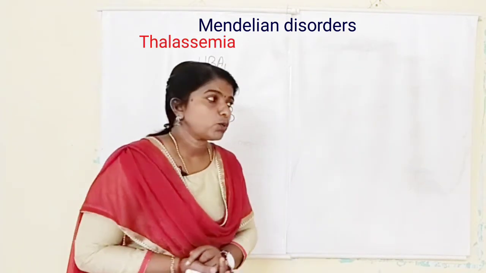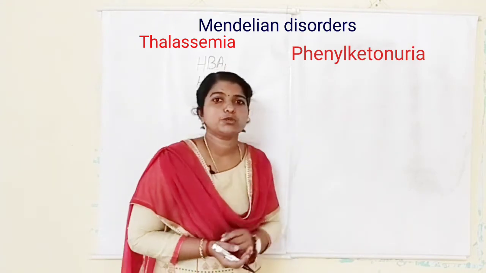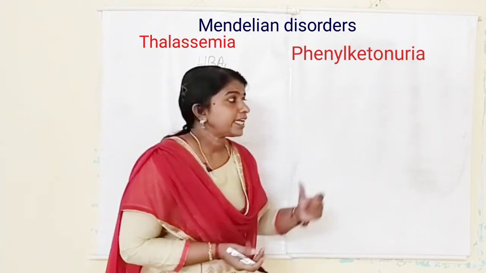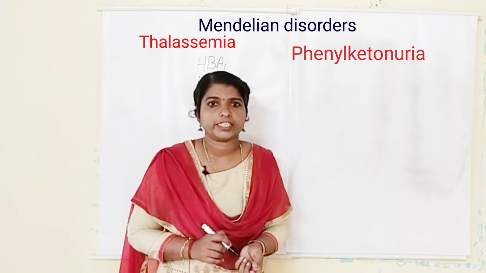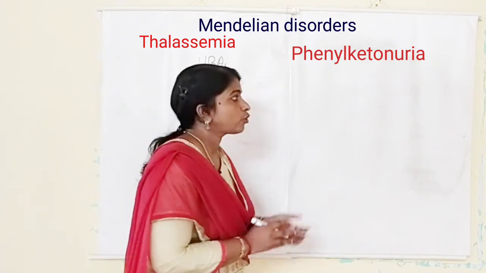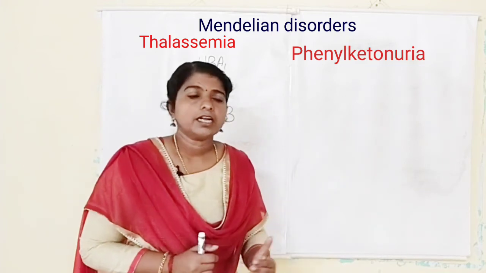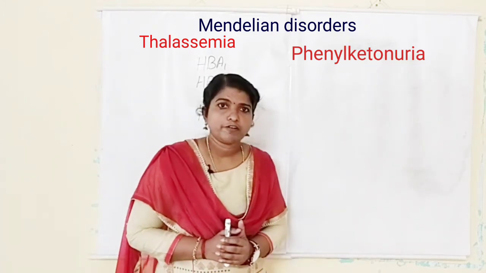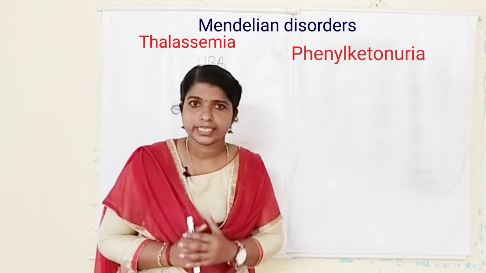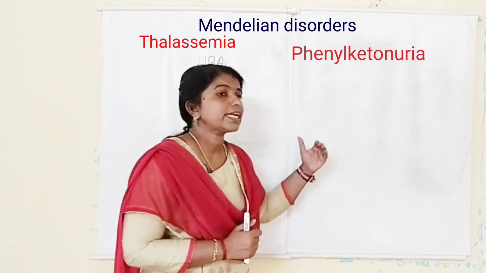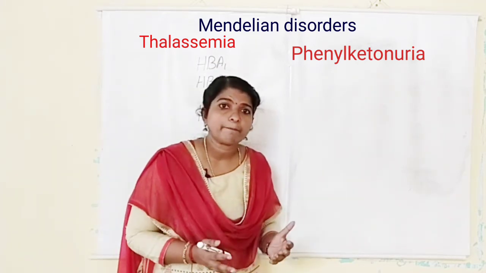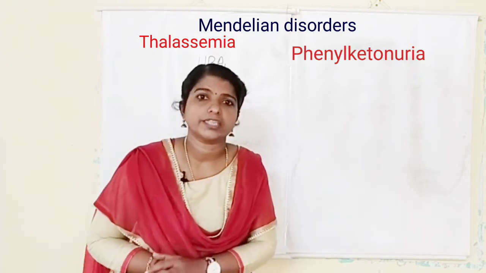And the next one is phenylketonuria. It is an inborn error of metabolism and it is also an autosome linked recessive inheritance. Here an enzyme is required, phenylalanine hydroxylase. If that gene gets affected, what will happen? The enzyme will not be synthesized.